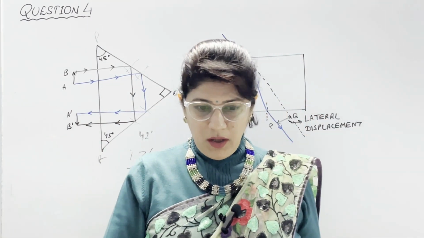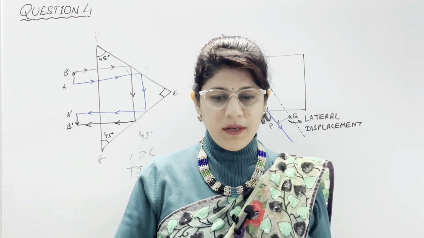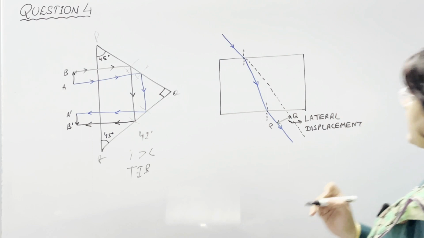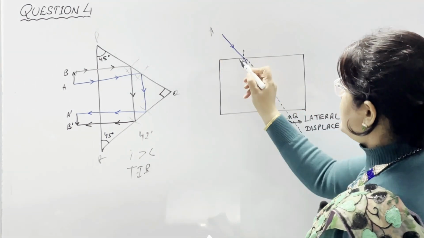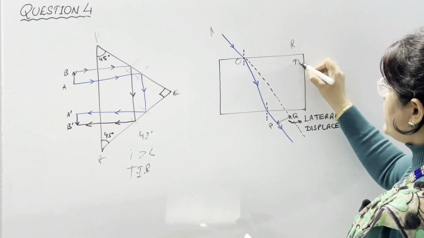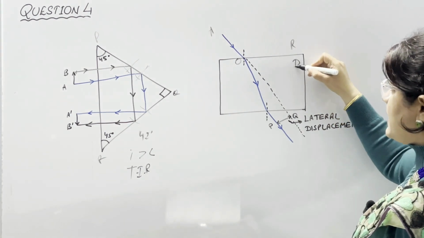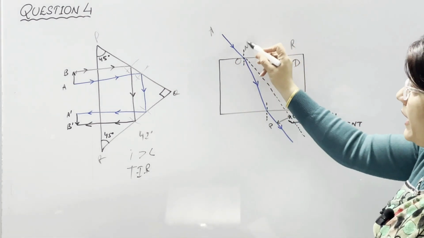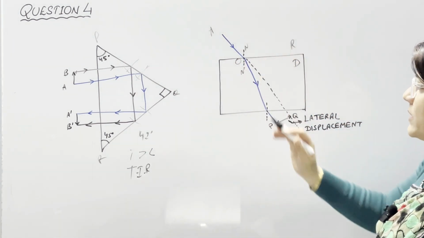In next part 3, in the diagram, AO is a ray of light incident on a rectangular glass slab. AO is the incident light. So, it is going from rarer medium to denser medium. Inside the glass, it is a denser medium. It is bending towards the normal. This is the normal, N dash. It is bending towards the normal.